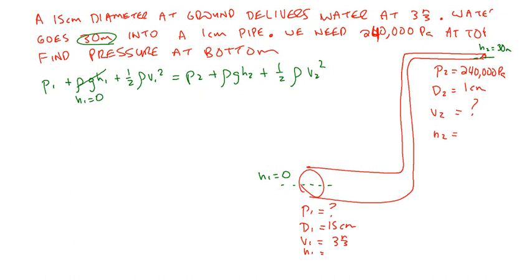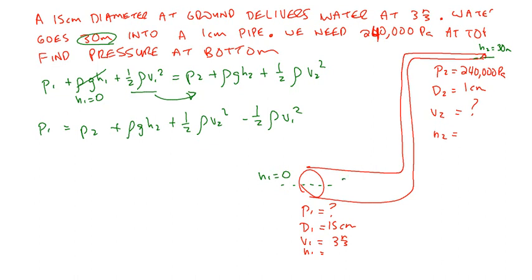Anyway, what we're looking for is P1. So I need to move this guy to the other side, and that would give me P2 plus rho g h2 plus 1/2 rho v2 squared minus 1/2 rho v1 squared. And you can see this is a lot like the conservation of energy problems. Just set whatever's happening at point 1 down here equal to whatever's happening at point 2 up there. You always want to pick those 2 points and get that going.